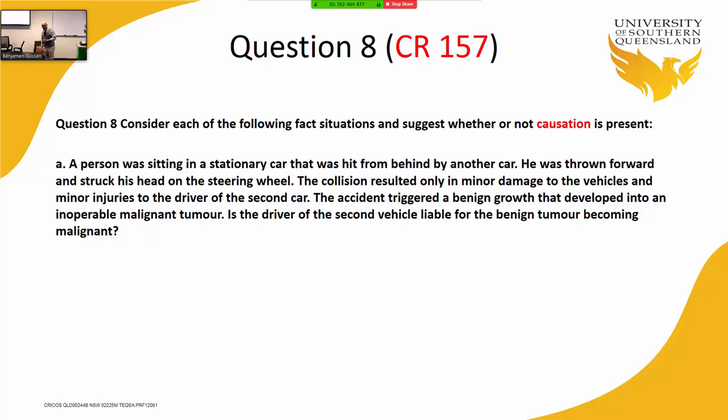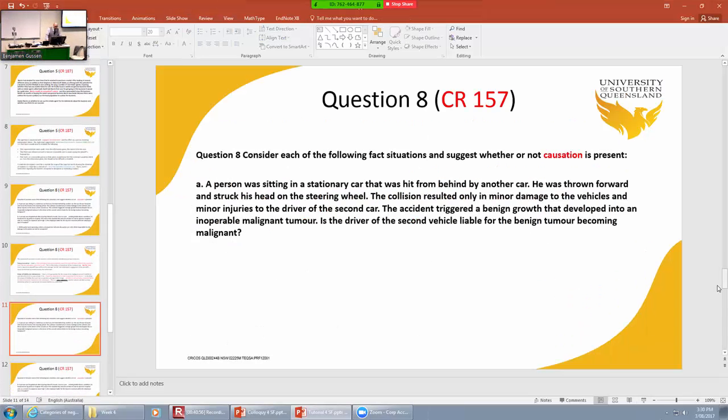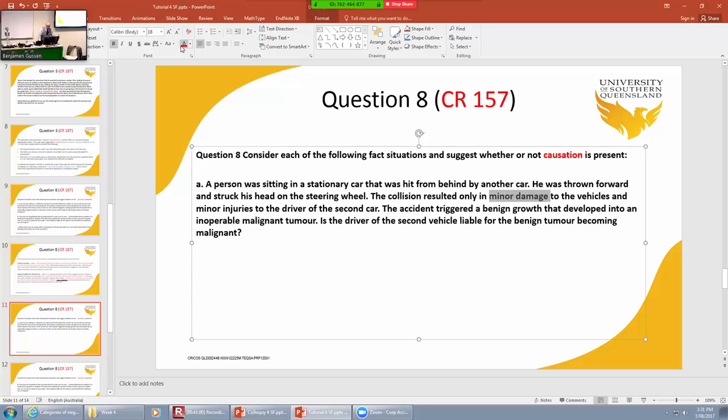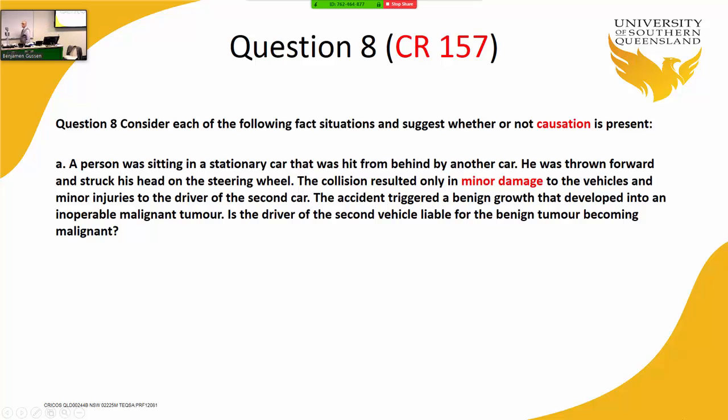We really don't know. Well, I'd like to know the probability, like how many accidents where people are hit from behind actually result in a tumor. Would the reasonable person think that would result? Yes. It's something to do with the fact that it resulted in minor damage to the vehicle. If there was minor damage to a vehicle, then one would assume the stationary car was probably bigger.